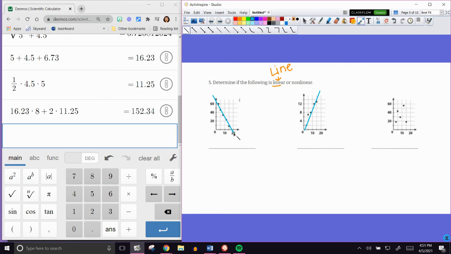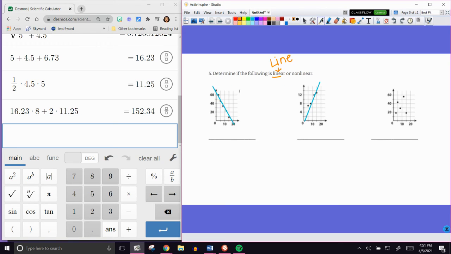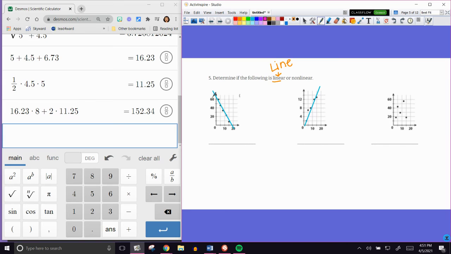That's what I want. So on these first two, this one, my line can go through those dots. So this first one is linear. On my second one, again, it doesn't touch every one of them, but they do look like a line. So the second one is linear as well. On this third one, I cannot make a line there. Okay, so the last one will be nonlinear.